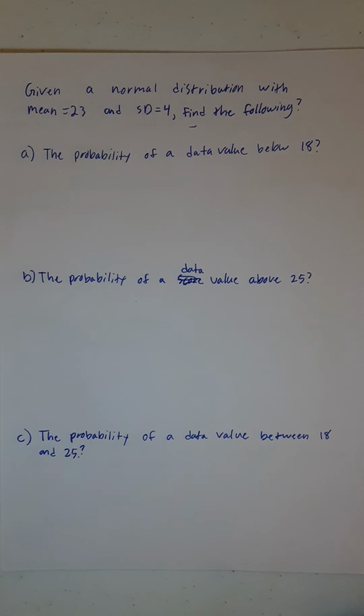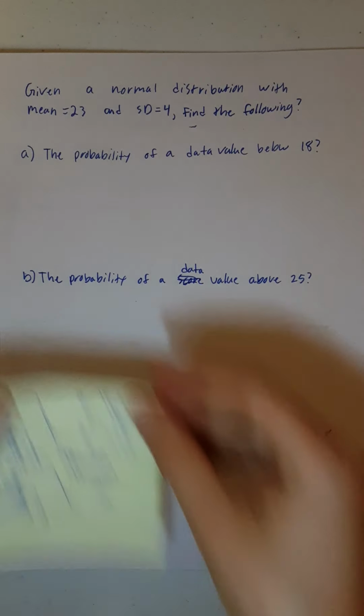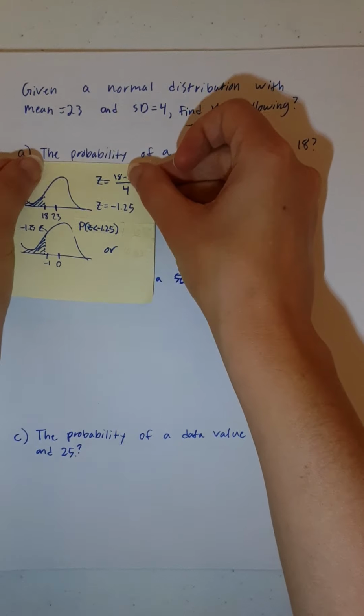Today we're going to learn how to use a normal table as well as a calculator to help us find those in-between probabilities. To do that, our first step is going to be to draw a picture.